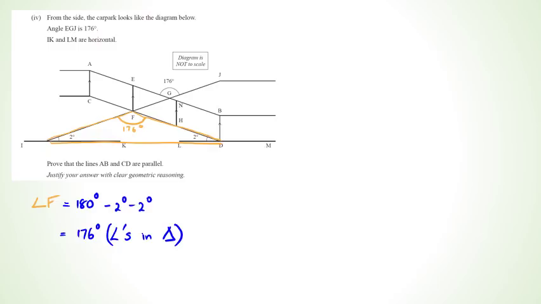Now if that's 176 degrees, then I can actually figure out what the orange angle is, which is CFG. Oh, CFG, not SFG. CFG. So I'm basically looking at this angle here. And I can see that angle CFG is actually equal to 176 degrees because they are vertically opposite angles.